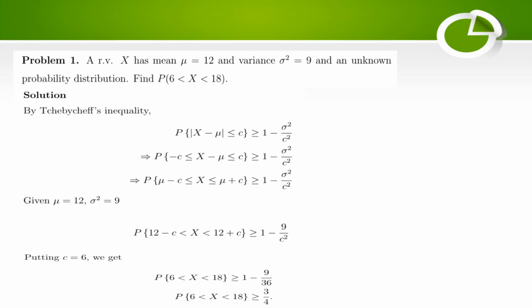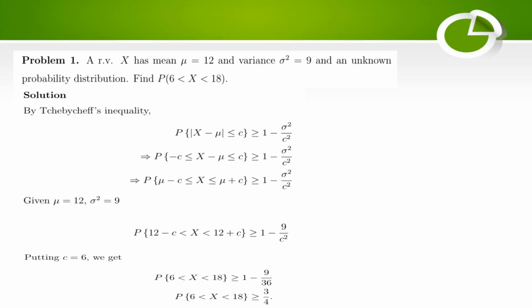Solution. By Tchebycheff's inequality, P of modulus x minus mu less than or equal to c is greater than or equal to 1 minus sigma square by c square, which implies that P of minus c less than or equal to x minus mu less than or equal to c is greater than or equal to 1 minus sigma square by c square, which implies that P of mu minus c less than or equal to x less than or equal to mu plus c is greater than or equal to 1 minus sigma square by c square.